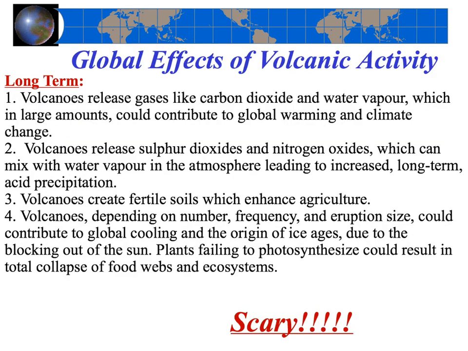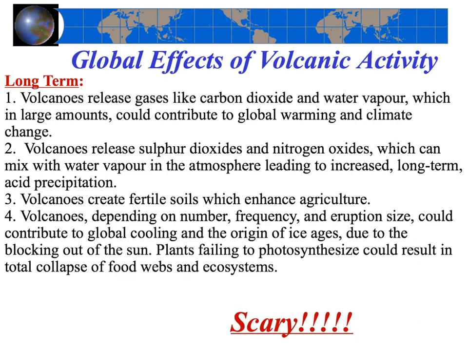Long-term effects: you still have the acid rain issue. Volcanoes positively create really fertile soils, which is really good for agriculture. For example, Italy is known for its olives, lemons, and grapes to make wine. That's a good thing. But the biggest one is that volcanoes give out gases, and we always talk about global warming and how humans are causing it, but volcanoes are a natural phenomenon that give out carbon dioxide and water vapor that are both greenhouse gases that lead to global warming. So volcanoes are responsible too.